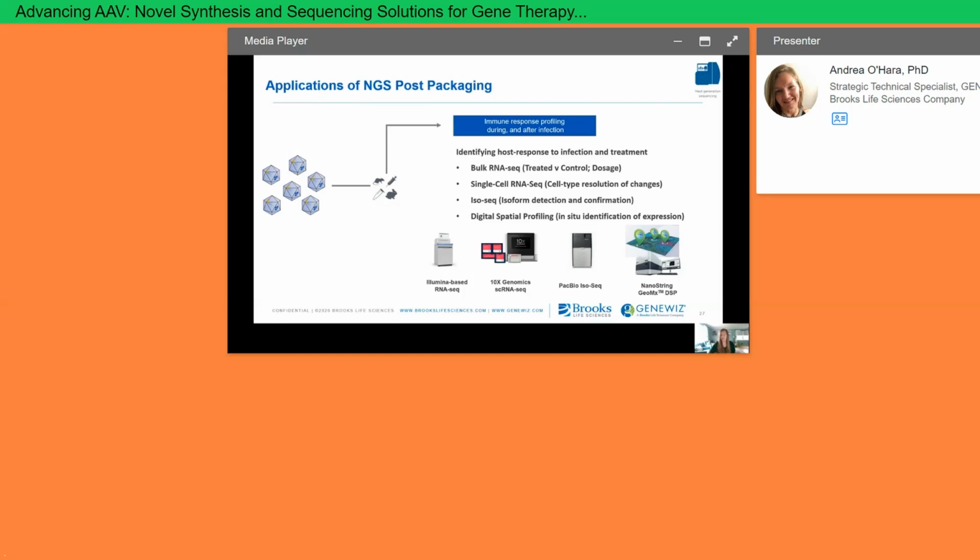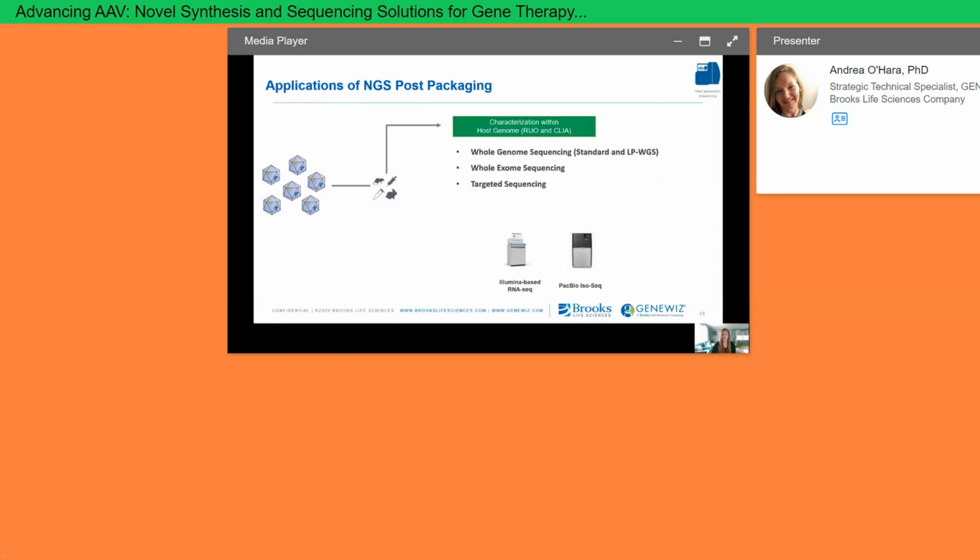Again, all of these services are at the research use only level, but we also offer some solutions at the RUO and CLIA levels. Here, this is where we think about characterization of the host genome. This can be with whole genome sequencing at standard or low-pass whole genome sequencing. Standard whole genome sequencing gives us a high level of coverage. Low-pass whole genome sequencing is ideal for SNP level detection.